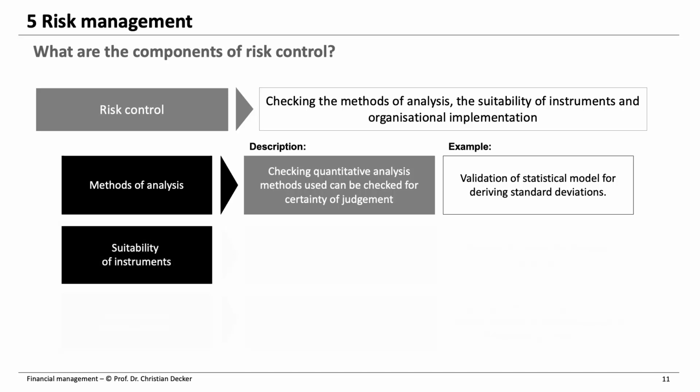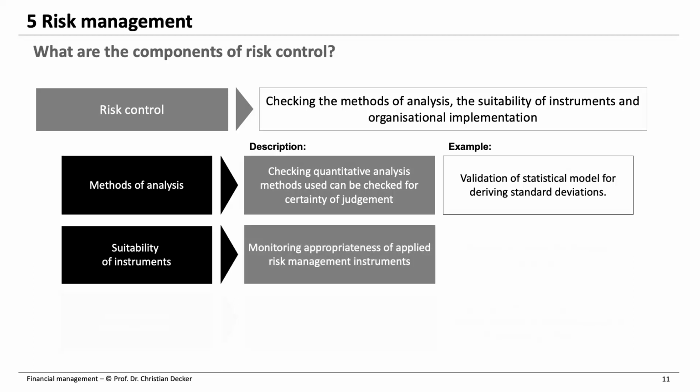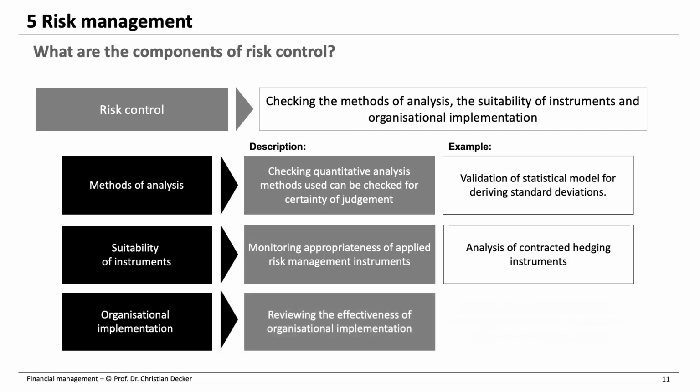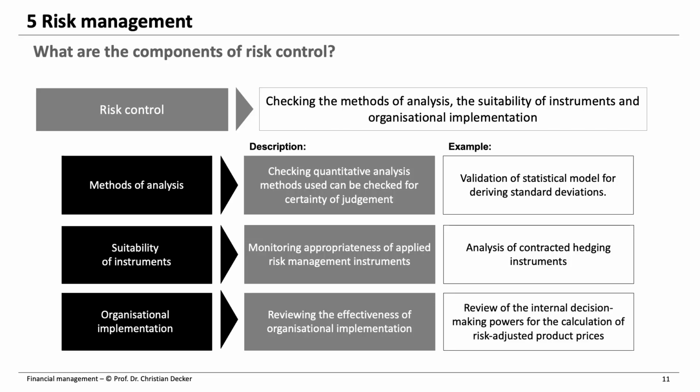The appropriateness of risk management instruments should be monitored. Example: the German company analyzes whether the contracted currency option agreements are still the best solution. The organizational implementation of risk management must be periodically reviewed to ensure that it is working effectively. Example: the German company reviews the internal decision-making powers for the calculation of risk-adjusted product prices.